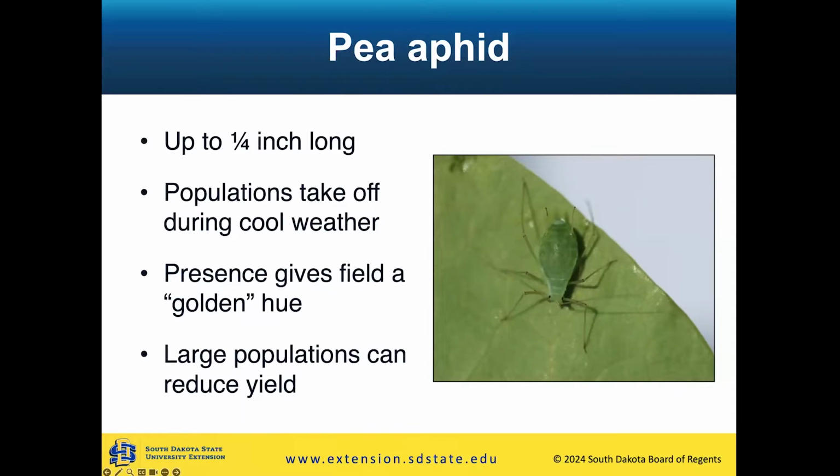So with the pea aphid, this one's the largest of those aphids, and it's the one we have the most issues with. Again, you have to have those cool, wet conditions for these populations to really take off. They're really good size, up to 1/4 of an inch long, so really easy to see with the naked eye. They can leave a golden hue on the field if you're looking out at an alfalfa field that has a pretty heavy infestation of pea aphids. They feed on the plant juices and reduce yields.